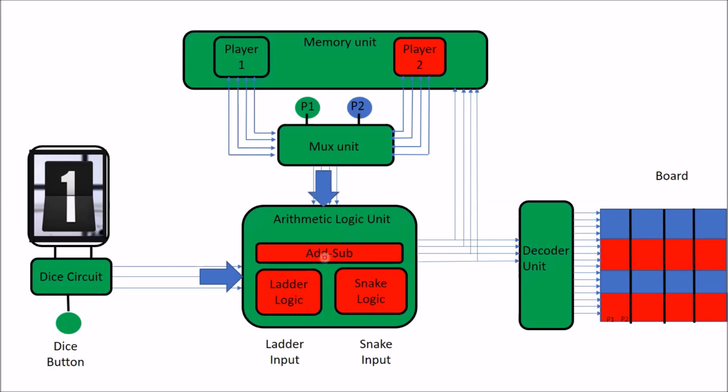So we need to activate this add subunit, right? We need to activate this thing. Now this is activated. So what will happen? These numbers and this number, they will be added here in the adder subtractor unit. And whatever the output will be generated, this output will be passed in these two buses, right? One bus is for updating the memory.